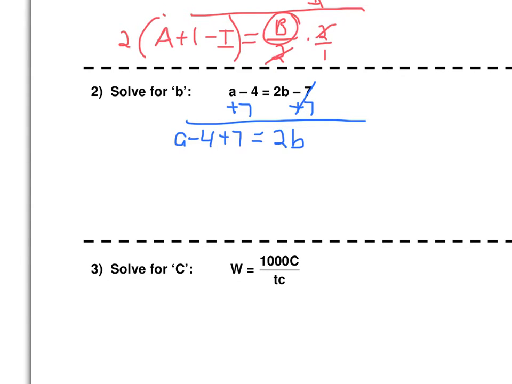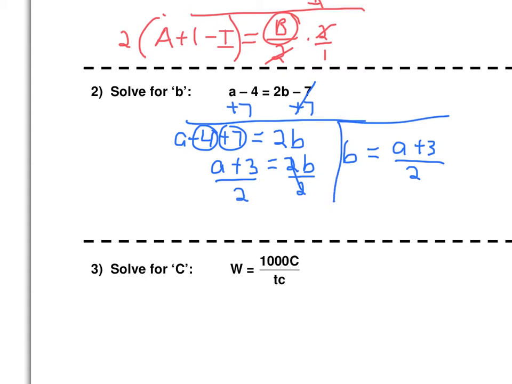Now I can simplify that right now if I want to. A minus 4 plus 7, if I combine like terms, that's just going to be a plus 3. So anytime you can simplify, do that. So now I need to divide by 2 on both sides. And the 2's cancel, so my answer is b is equal to a plus 3 over 2. Pretty simple. All right, let's try number 3.